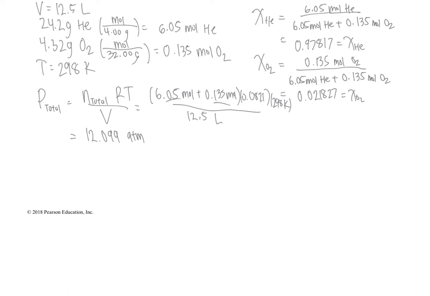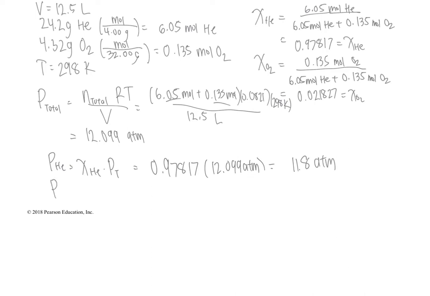Now to find the partial pressure, again, I can use the ideal gas law for each of the gases, or I can use my mole fraction. So I can say pressure of helium equals mole fraction of helium times the total pressure, which would be 0.97817 times 12.099 atmospheres, which gives me a pressure of 11.8 atmospheres.